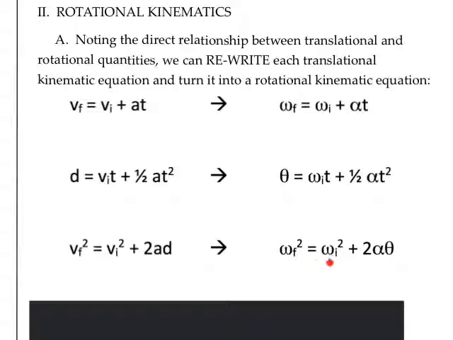The v's get replaced with omegas, so now they are angular velocities. The a gets replaced with an alpha, so it's angular acceleration. And the d gets replaced with theta, it's angular displacement. All of these equations work and behave in the same way as what we did before. They just have new letters to let us know that an object is rotating instead of moving in a straight line. So let's try an example problem together.